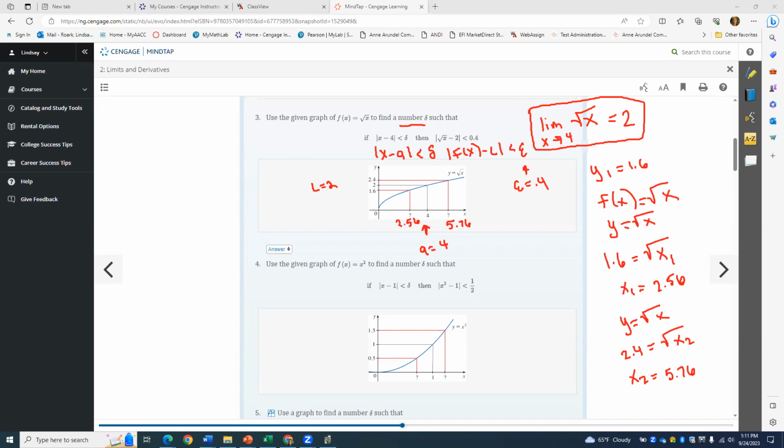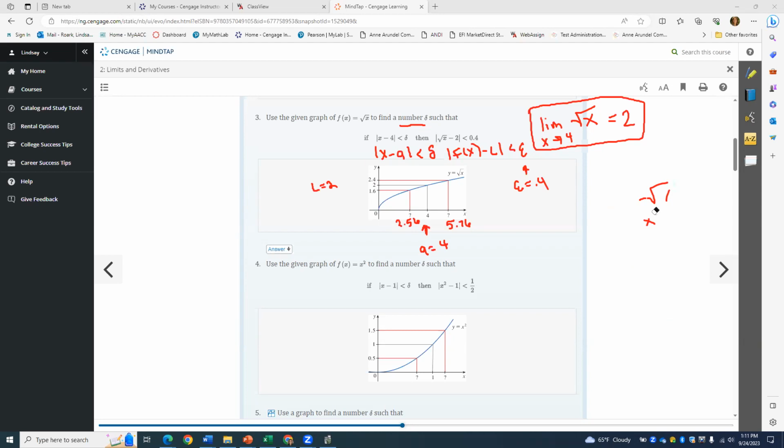Okay, so once we have these values, I'm going to clear out this work here because I have it written down, 2.56 and 5.76. Those are the only two things I really need here. I just need to find the distance from the limit that we're approaching, 4. The x value is 4, right? Remember, a is 4. I'm just going to find the distance from 2.56 to 4 and 5.76 to 4.